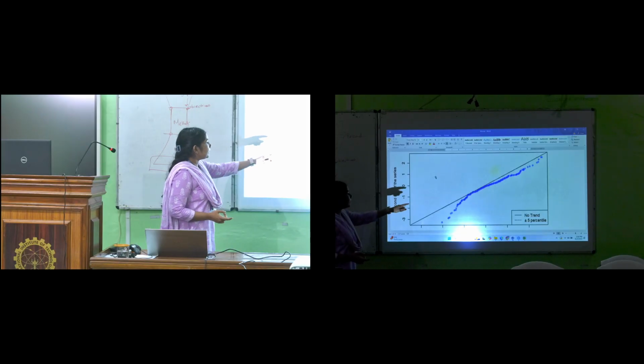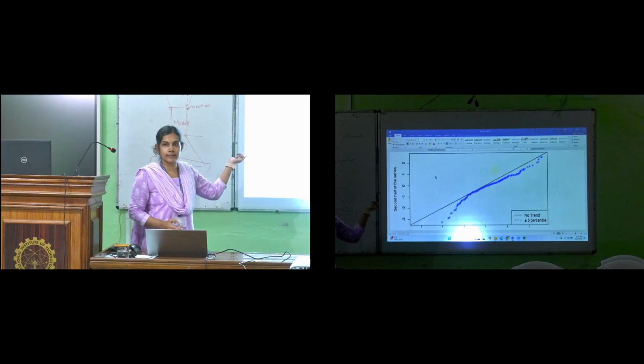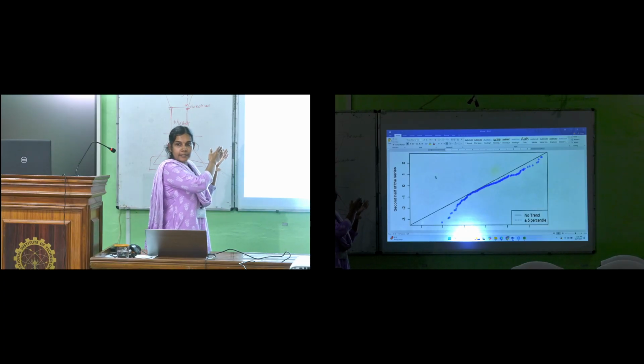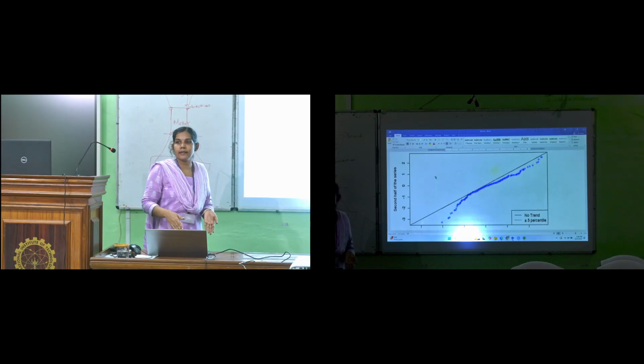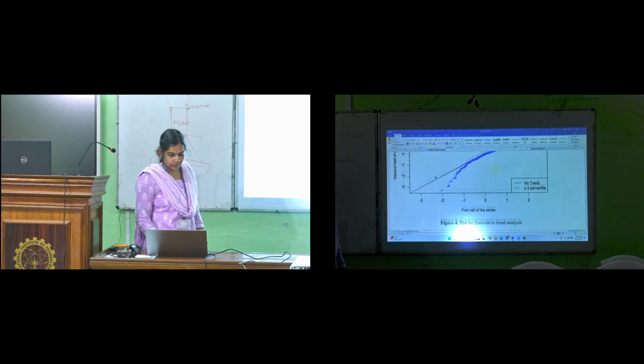In that, if the data points are above this line, it means an increasing trend, and if the data points are below that line, it means a decreasing trend. Here I did it for SPI and it shows a decreasing trend. That is a decreasing trend in the SPI time series. That means the severity of drought is increasing. That Navin sir explained yesterday. Here the SPI values show a decreasing trend. It means the severity of a drought is increasing. So this is the result.